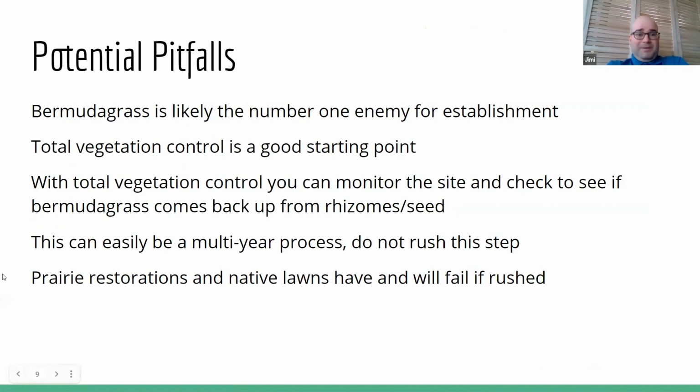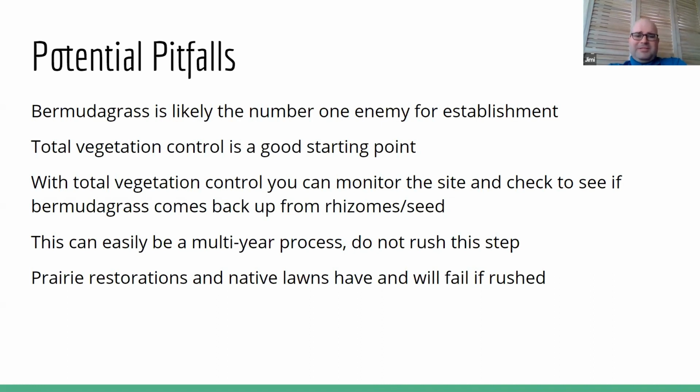So some potential pitfalls is Bermuda grass, as I mentioned before, and it is the number one enemy in Oklahoma. In most parts of Oklahoma, Bermuda grass is just going to be more competitive than almost anything out there. It's extremely hard to control, and it's something that I am constantly scouting for in any bed. Total vegetation control is a good starting point, because starting with a clean slate, you have a good idea what to expect, and what your seed bank is.